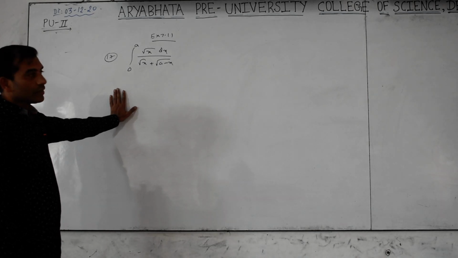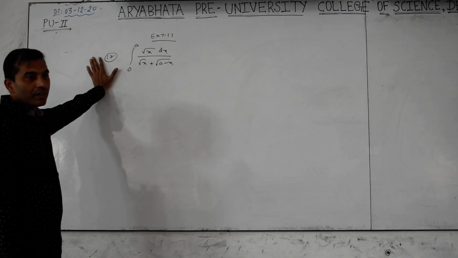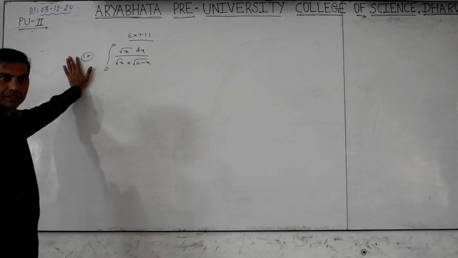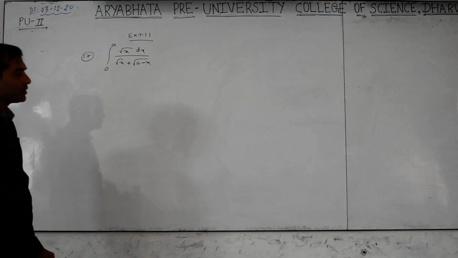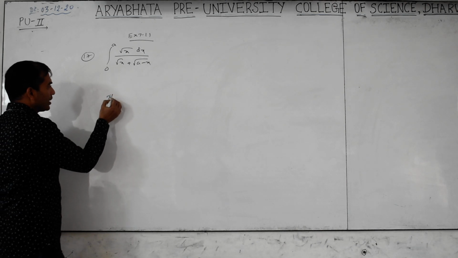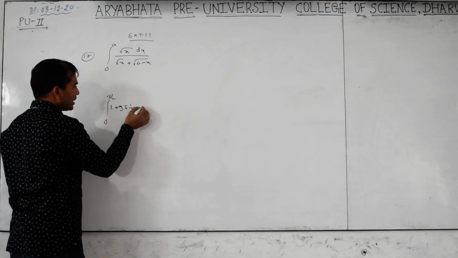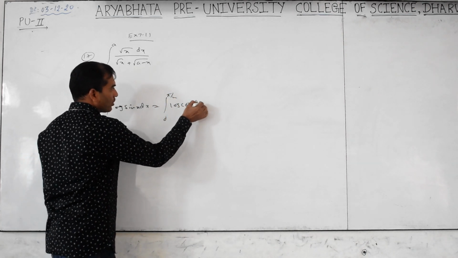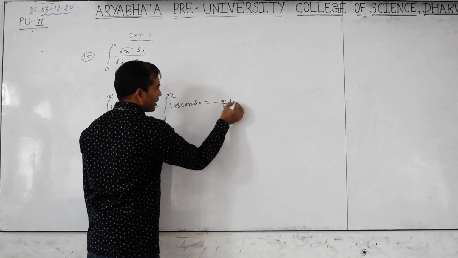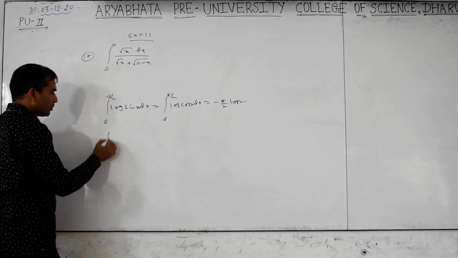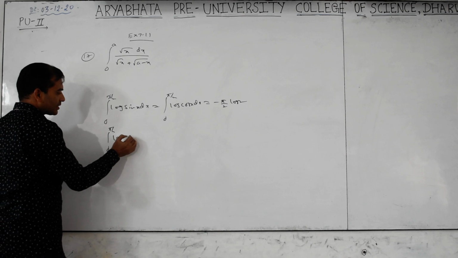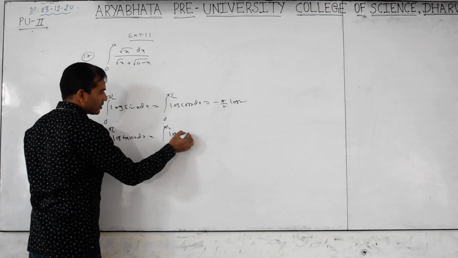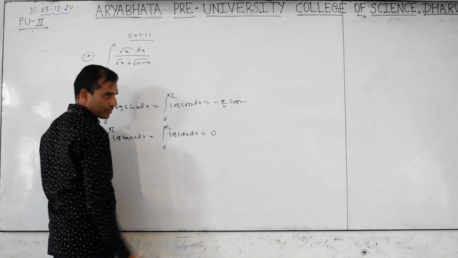Hi students, good morning. In the previous class we discussed the integral from 0 to pi by 2 of log of sin x dx, and 0 to pi by 2 log of cos x dx. Both are the same, equal to minus pi by 2 log 2. And 0 to pi by 2 log of tan x dx, 0 to pi by 2 log of cot x dx, is equal to 0.